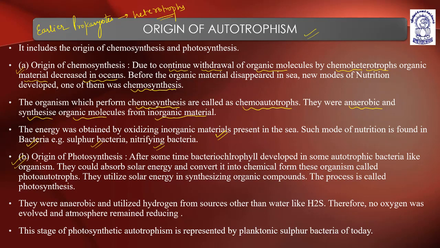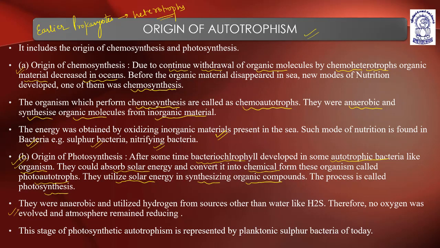Origin of photosynthesis. After some time, bacteriochlorophyll developed in some autotrophic bacteria-like organisms. They could absorb solar energy and convert it into chemical form. These organisms are called photoautotrophs. So the formation of bacteriochlorophyll gives a sign of the formation of photoautotrophs. They utilize solar energy in synthesizing organic compounds. The process is called photosynthesis, right?